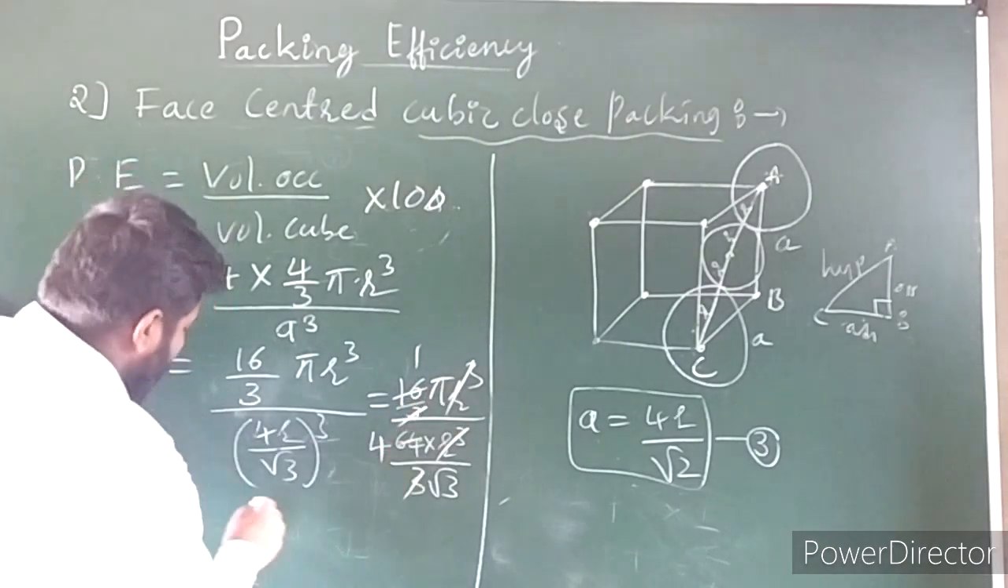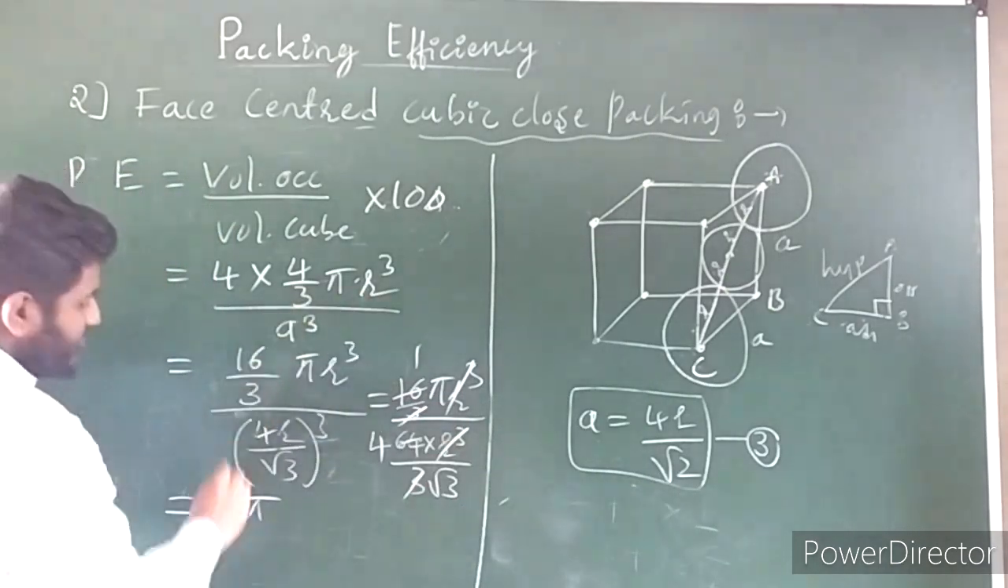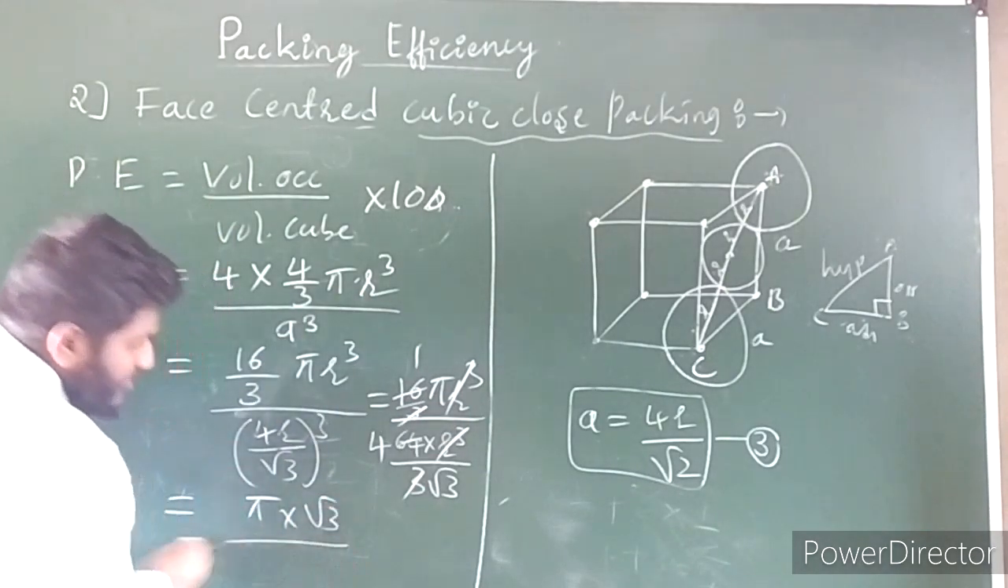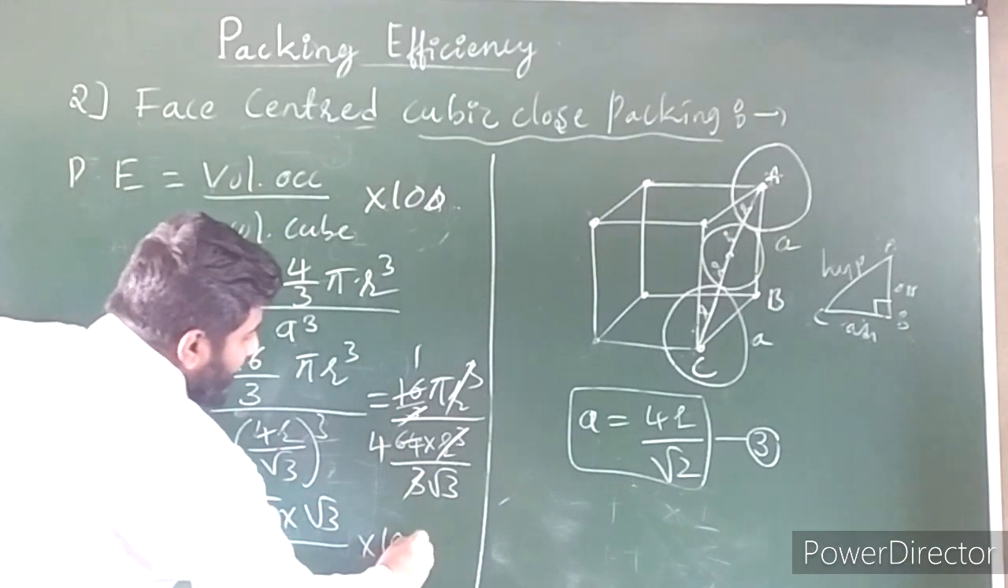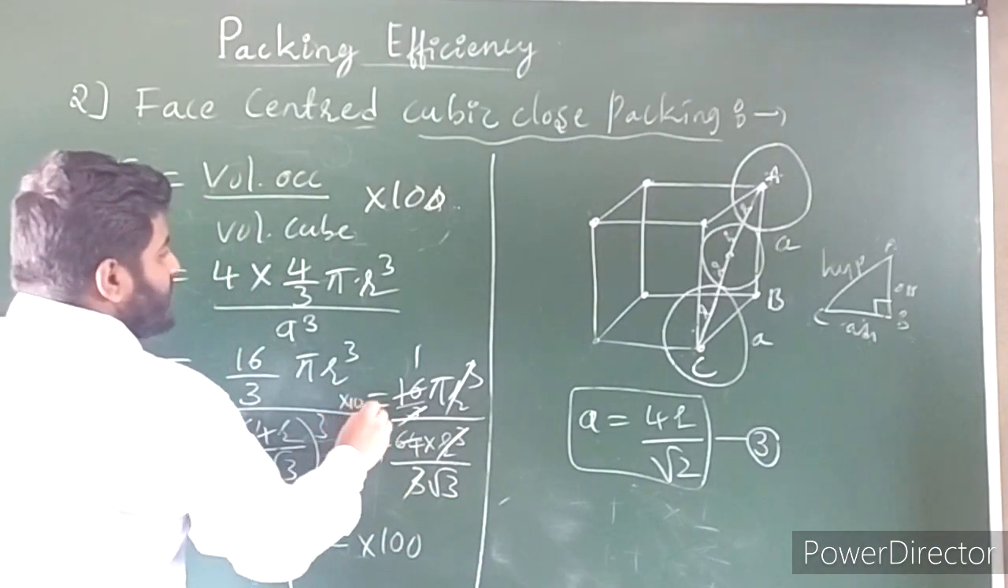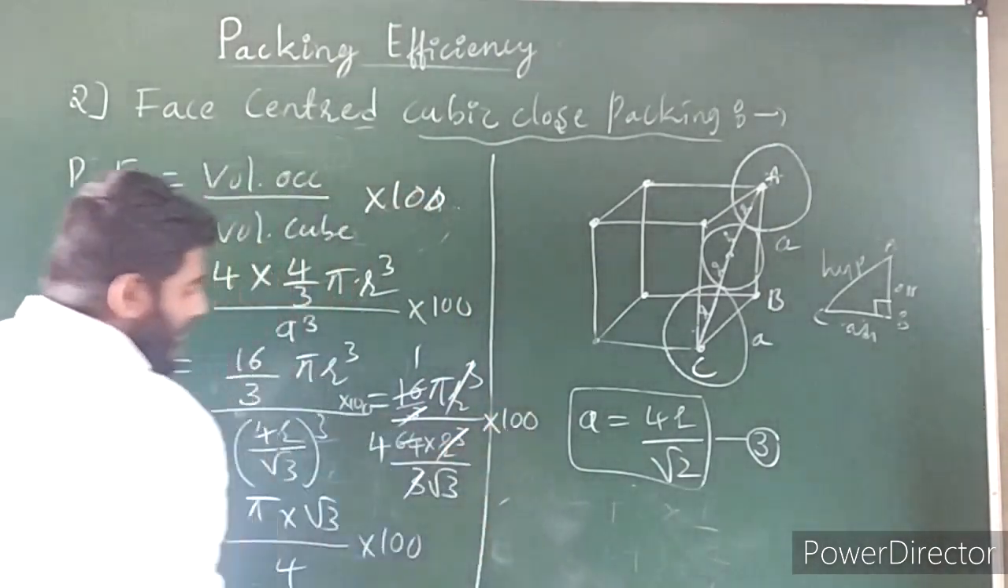Pi is there, you write a pi. This root 3, the denominator of the denominator comes to the numerator. So root 3 divided by what are you getting? 4, only 4 we are left with, into 100. Remember, into 100 is fixed for all, because for a formula we are going to calculate the percentage, therefore into 100.